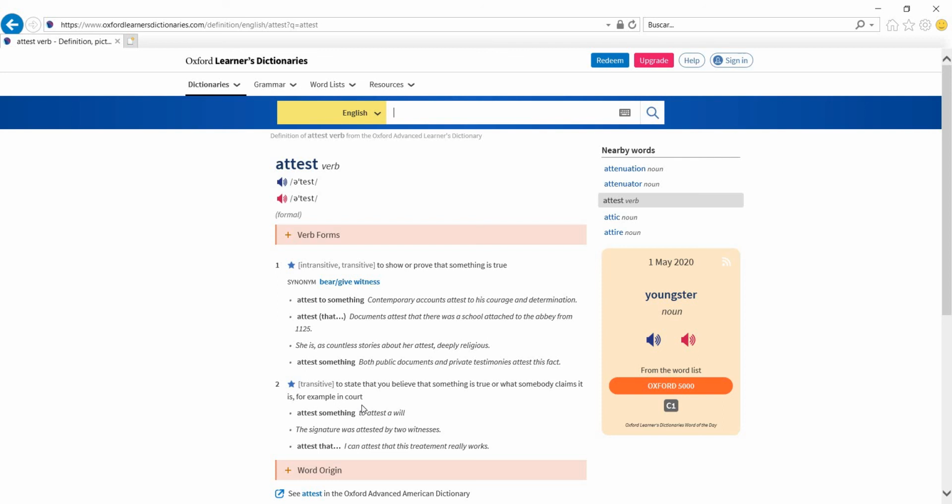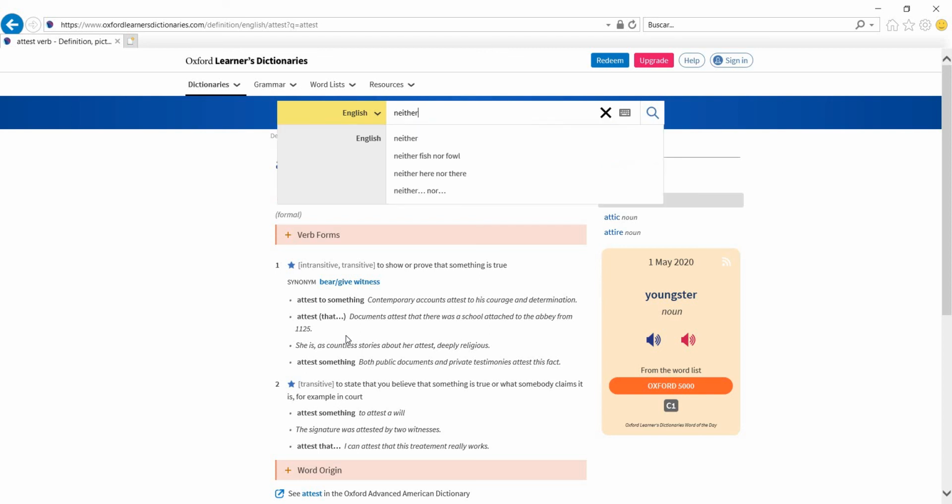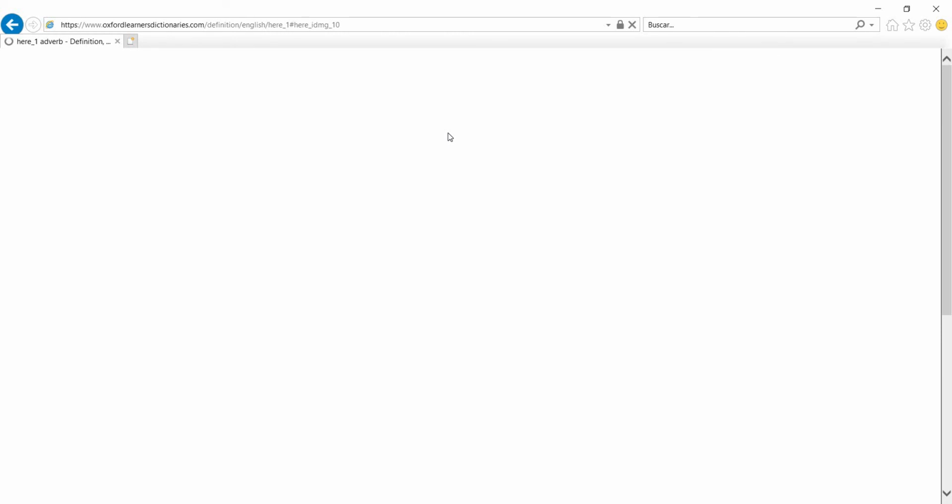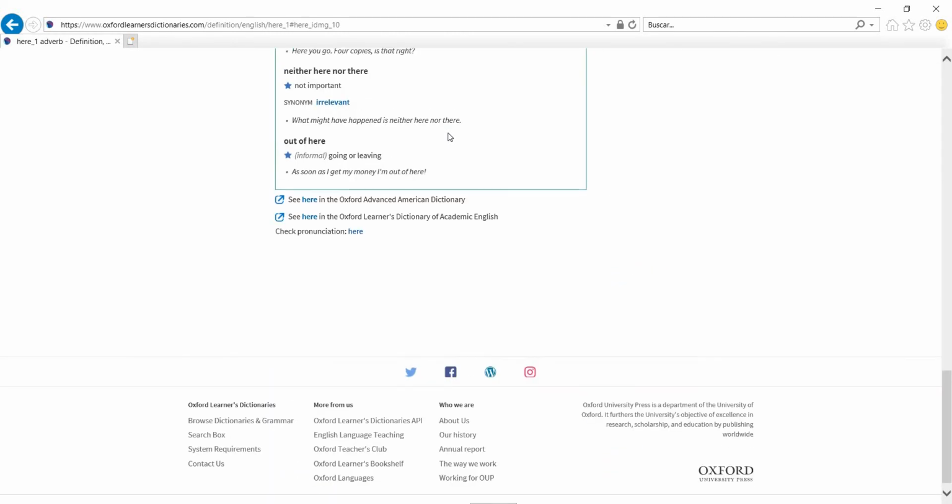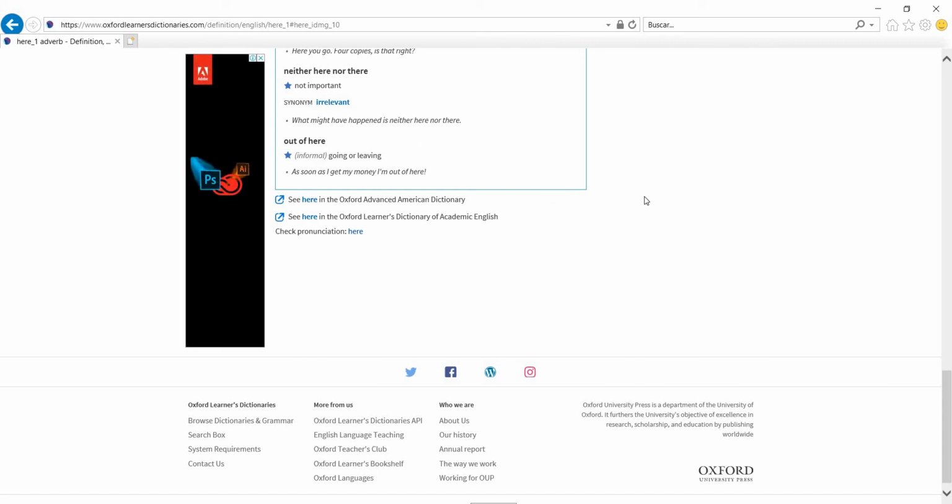Okay, and to finish, we're going to go quickly to the entry for nor, which is on page 527. The first thing you find here is the idiom neither here nor there. When you say that's neither here nor there, it means that that is irrelevant, not important. What might have happened is neither here nor there. Very nice idiomatic expression.